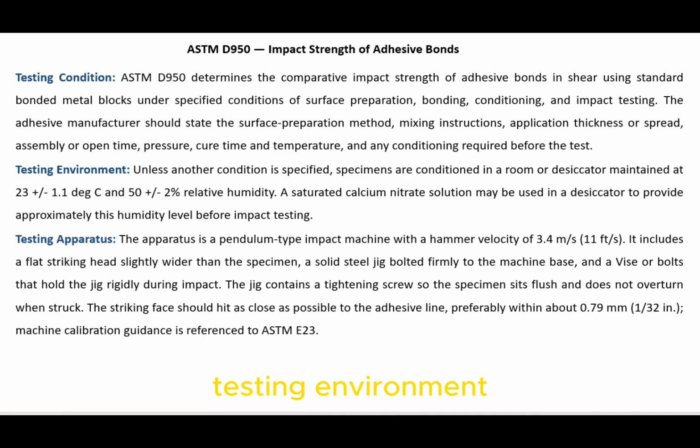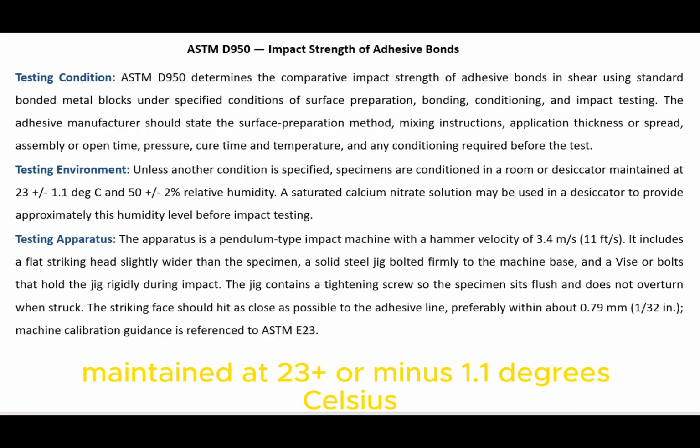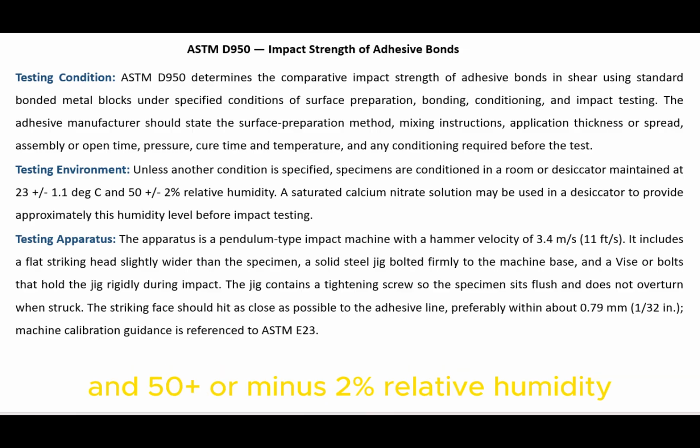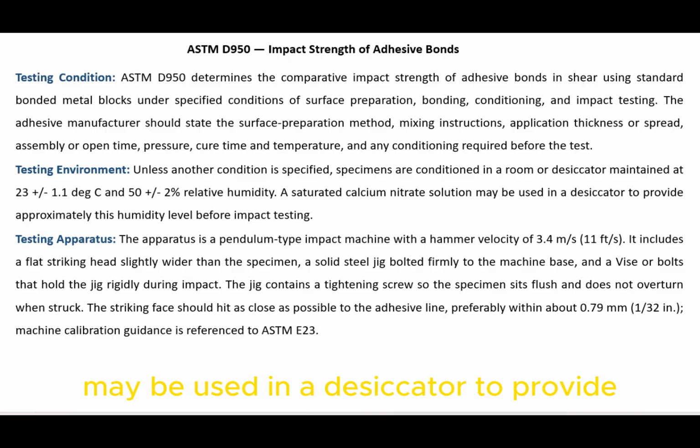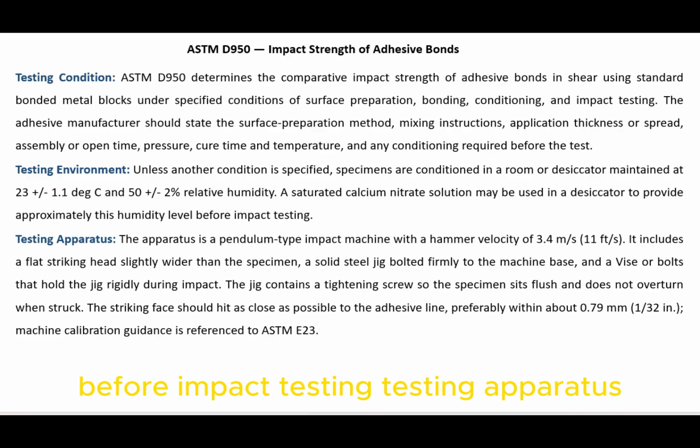Testing environment. Unless another condition is specified, specimens are conditioned in a room or desiccator maintained at 23 plus or minus 1.1 degrees Celsius and 50 plus or minus 2% relative humidity. A saturated calcium nitrate solution may be used in a desiccator to provide approximately this humidity level before impact testing.